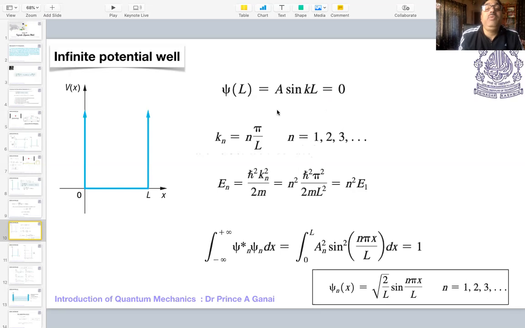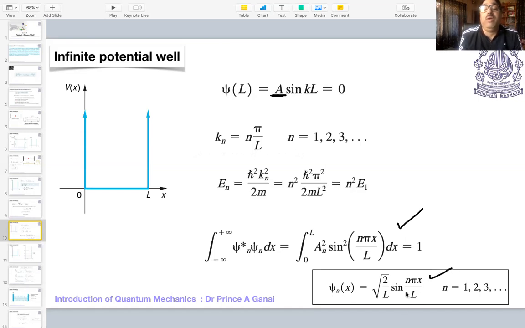Then we need to fix this a. The a is not yet fixed. That can be obtained by imposing the normalization condition. Since the particle is somewhere in this potential well, between 0 and L, the total probability should be 1. Because sine square of theta we know how to integrate; it's 1 minus cos 2 theta by 2. Using that, we figure out that psi_n of x is root of 2 by L sine of n pi x by L. So we are able to get these wave functions.